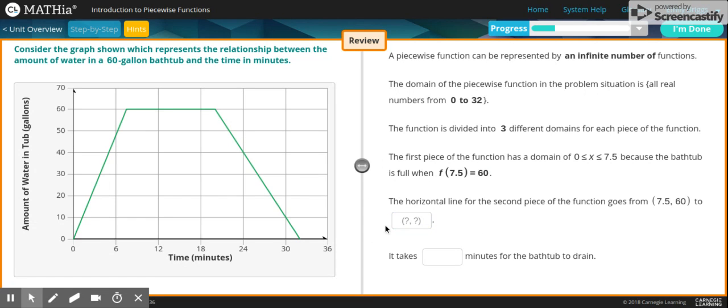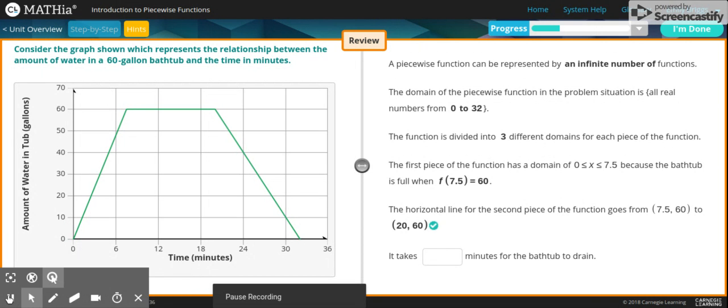The horizontal line for the second piece of the function goes from (7.5, 60) to (20, 60), so from 7.5 here.